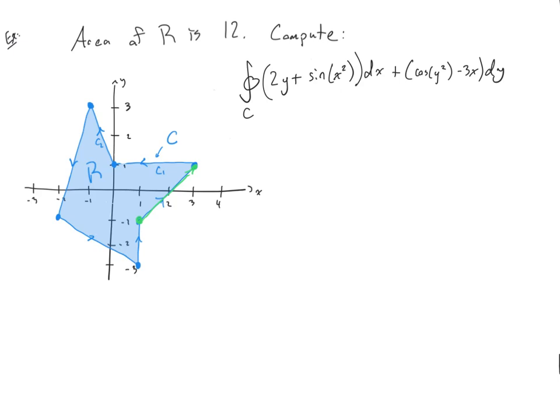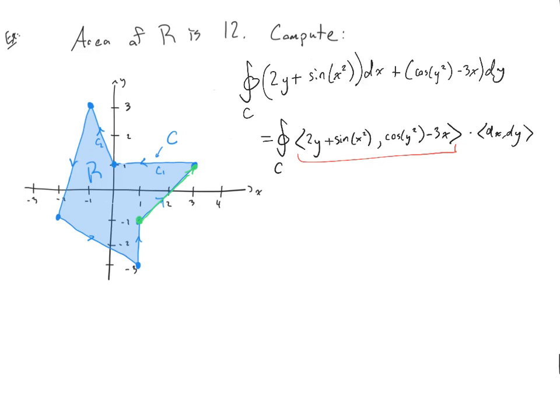So first, let us convert it into a vector field line integral. So to undot product, this looks like (2y plus sine x squared, cosine y squared minus 3x) dot (dx, dy). And I'm going to let this be f, and this is my dp.